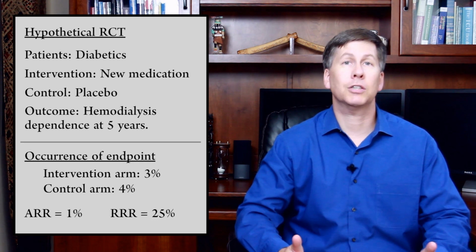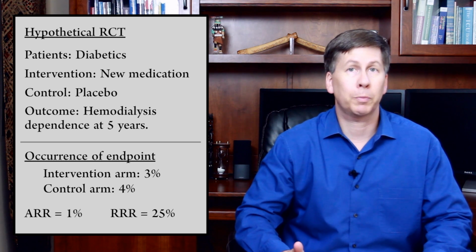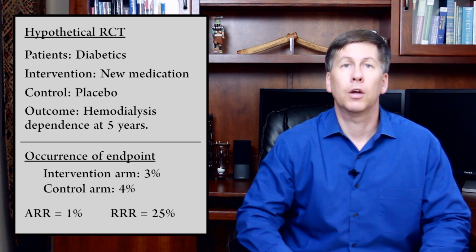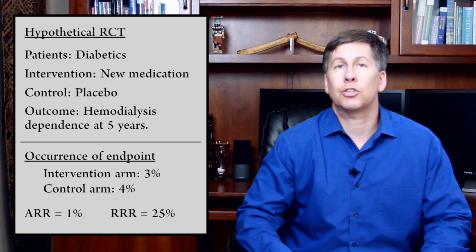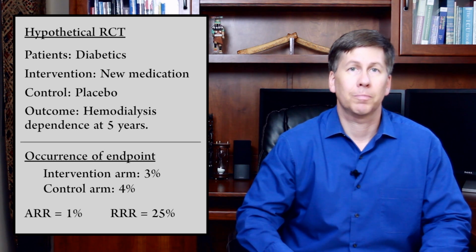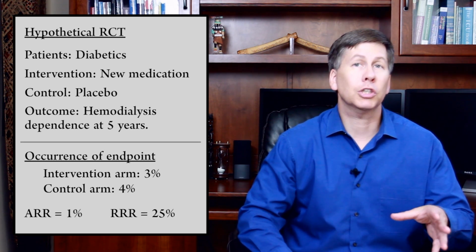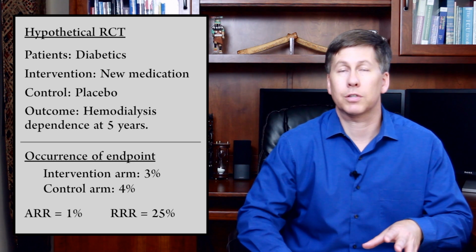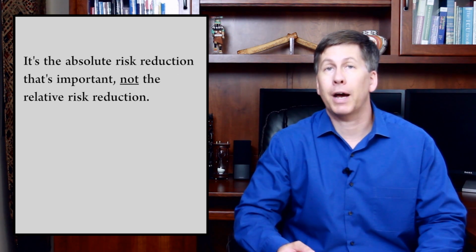So instead of telling patients that the risk of requiring hemodialysis is reduced by 1% from the drug, one could instead say that the drug leads to a 25% reduction in risk of hemodialysis dependence relative to their baseline risk. A 25% reduction sounds way more impressive than 1%, but it's very misleading. It's the 1% that actually matters.